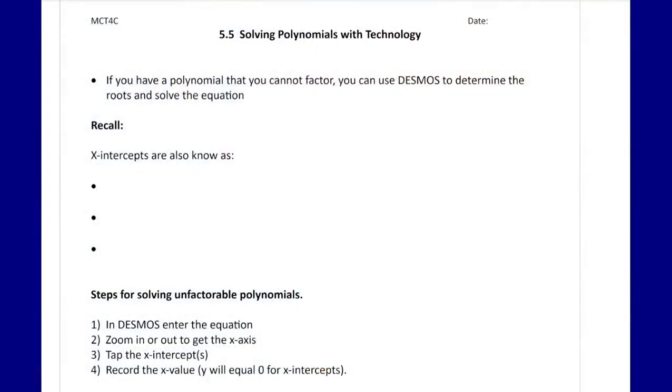In today's lesson, we are going to look at solving polynomials with technology. So this is for if we have a polynomial and we cannot factor it. If we can't factor it, we can use Desmos to determine the roots and therefore solve the equation.